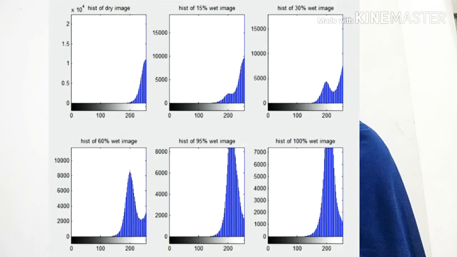Histogram is the process of counting the number of pixels at a particular pixel intensity of the grayscale image, and the value lies between 0 and 255. From the pictures, the histogram result shows only a marginal difference between dry and wet pixels.